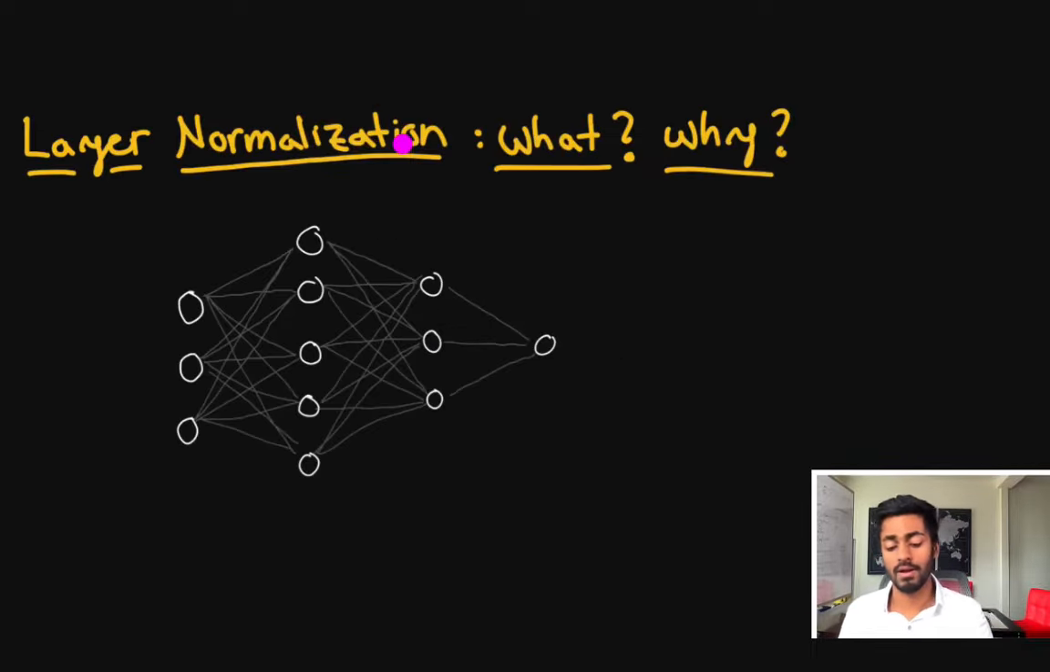What and why layer normalization? To understand layer normalization, we break it apart into 2 parts: normalization, and then layers. Normalization, what and why? Typically, the activations of these neurons will be a wide range of positive and negative values. Normalization encapsulates these values within a much smaller range, typically centered around 0.